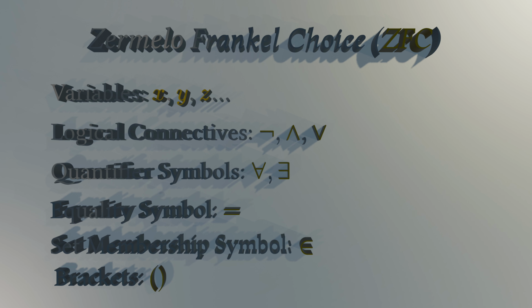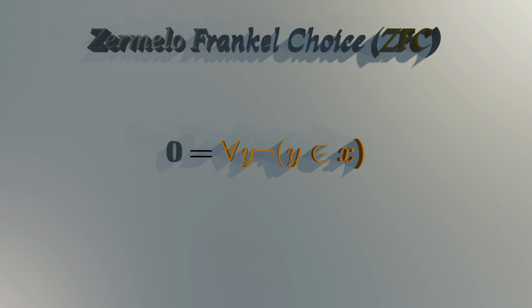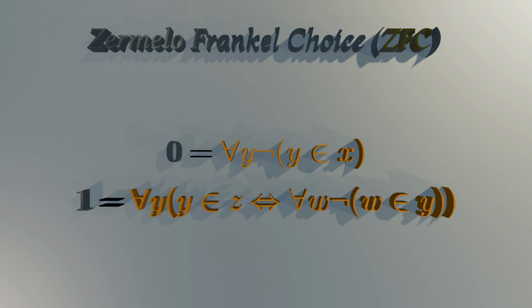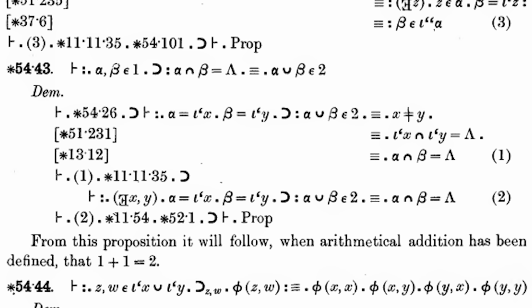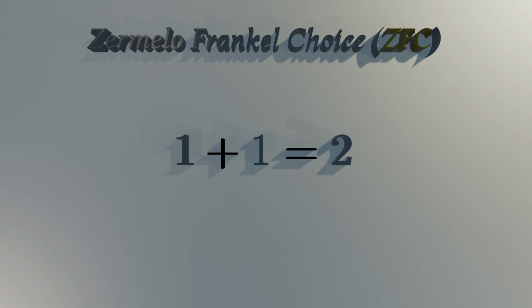For example, 0, defined as the empty set, can be written in about 8 symbols. 1, the set that contains the empty set, takes around 20 symbols, and this axiom takes 21 symbols. This seems inefficient for writing numbers, but it's the price of absolute rigor. In fact, proving something as simple as 1 plus 1 equals 2 in full formal detail takes hundreds of pages. Not because the proof itself is long, in fact it's just 2 lines, but because you must first define all the underlying concepts, like ordinals, addition, and those things, using only these basic symbols.